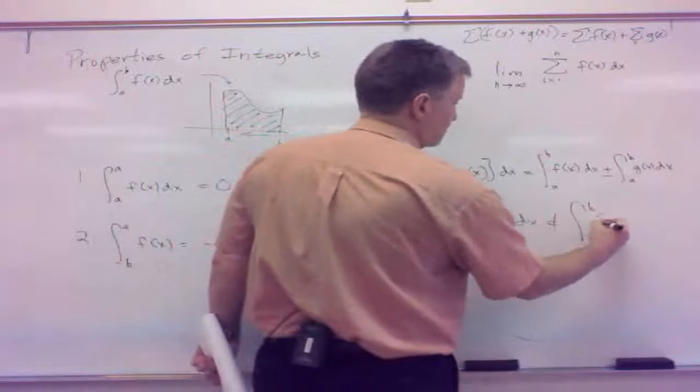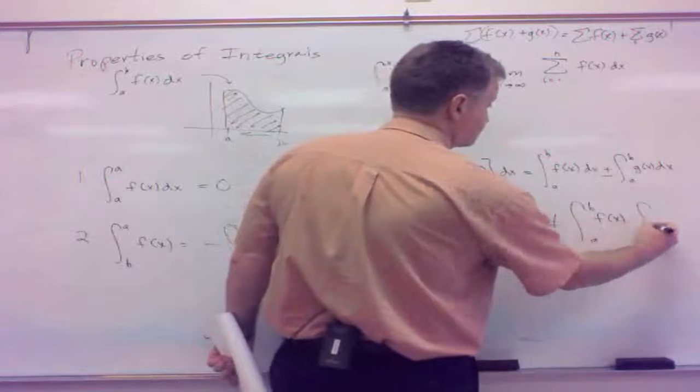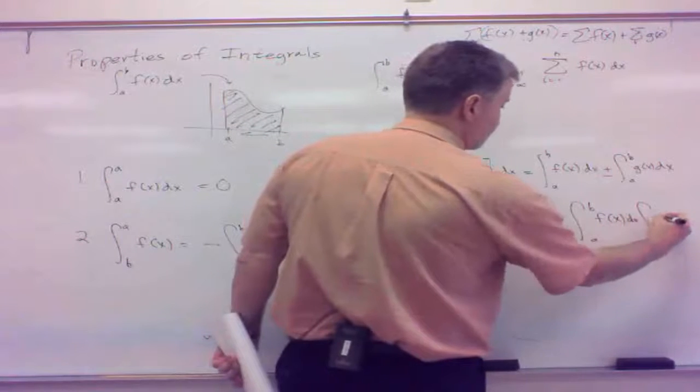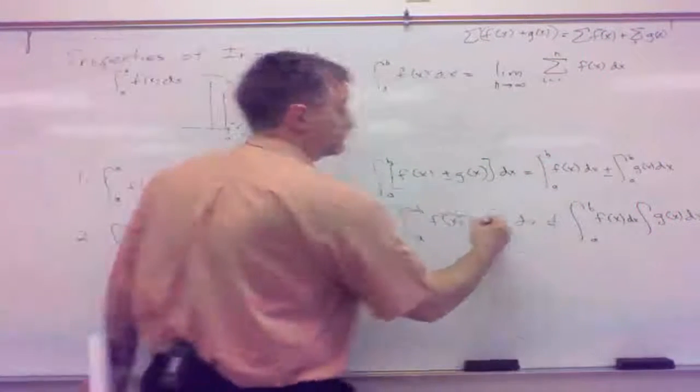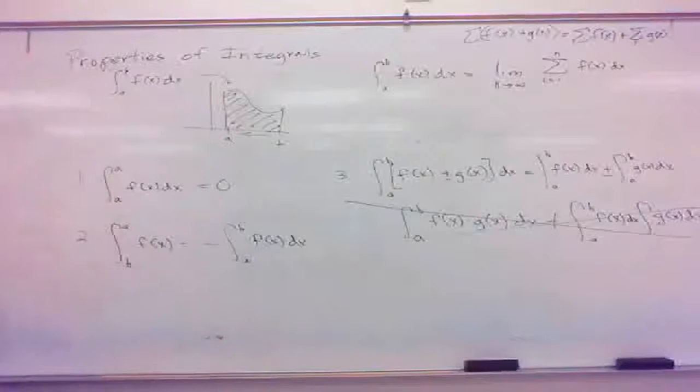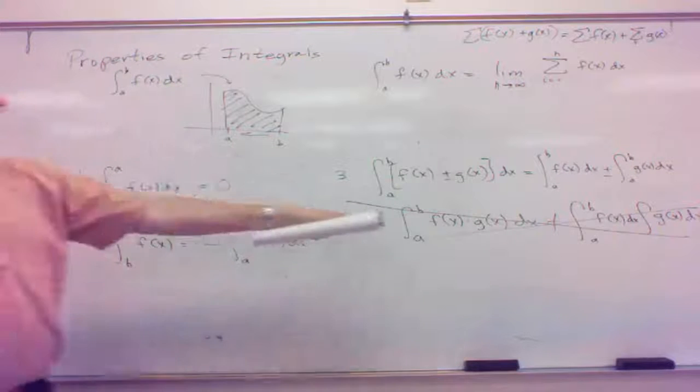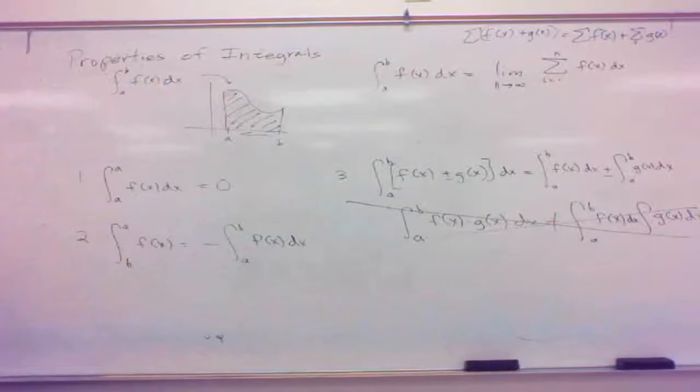And I'll probably show you one more like this later on. Yeah. If two functions are multiplied together, you can't do the integral of the one times the integral of the other. It only works for adding or subtracting. Doesn't work for multiplication. Throw in division right there too. It doesn't work for division. But we'll talk more about that in a second.